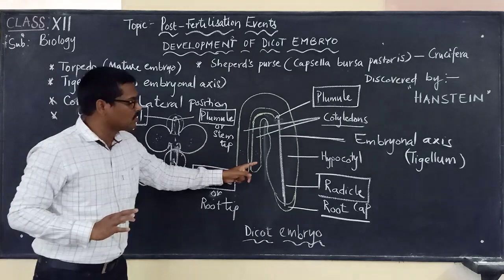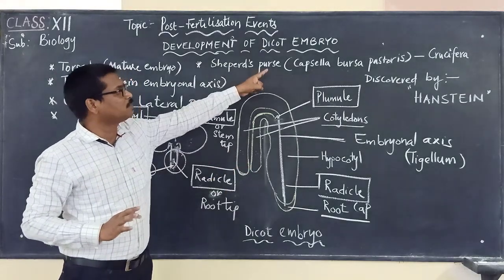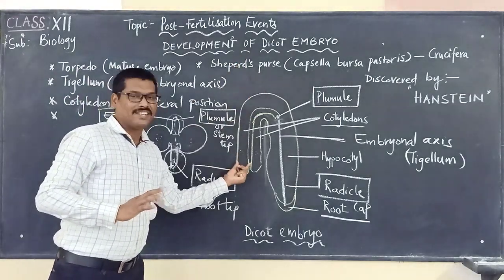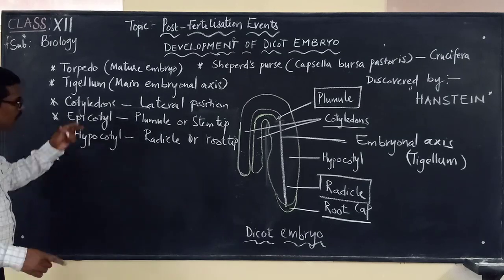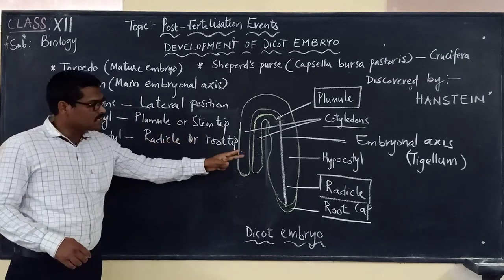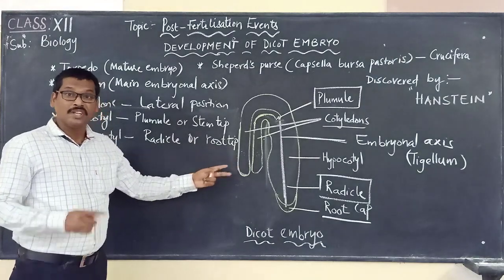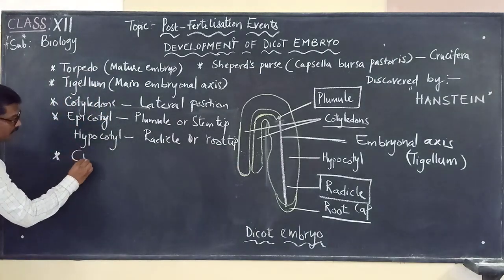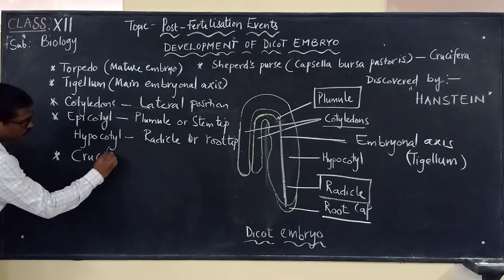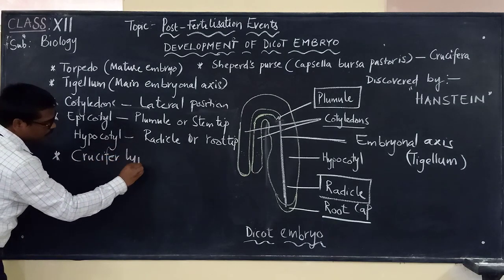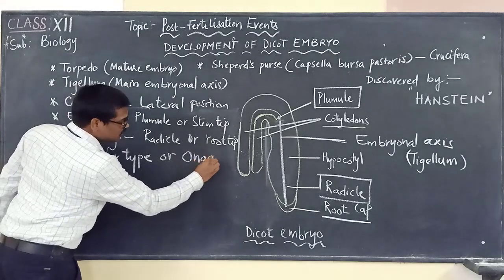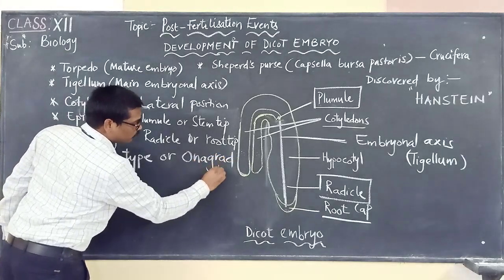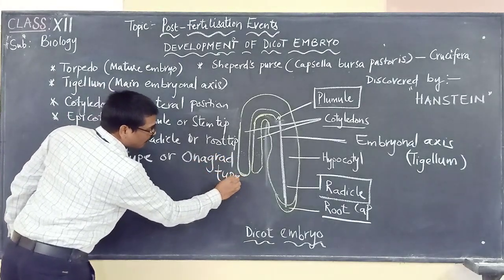Showing how many cotyledons? Two cotyledons. That's why we are calling it as what? Dicot. Two cotyledons are seen. Okay, dicotyledons. So this type of development of embryo is called as crucifer type. It is called as crucifer type or onograd type. It is also called as onograd type.